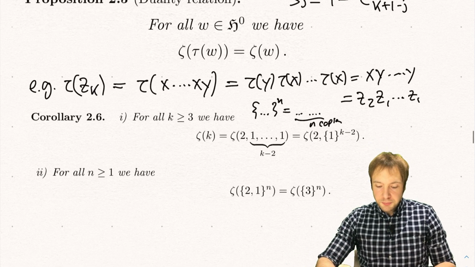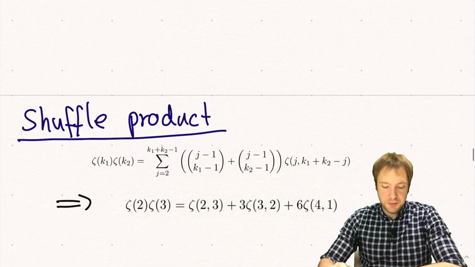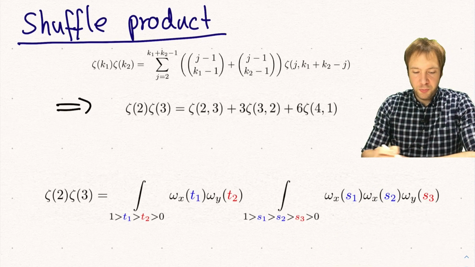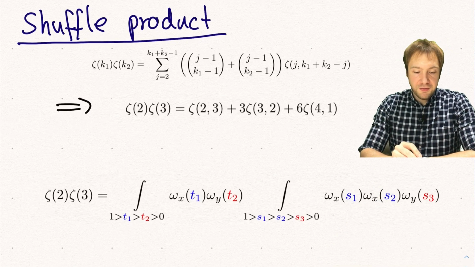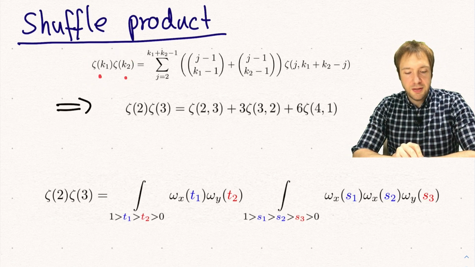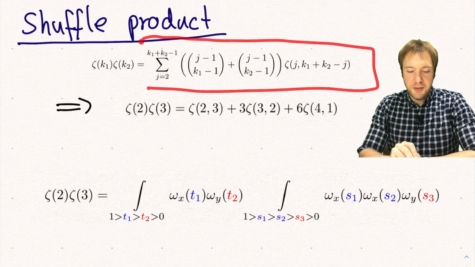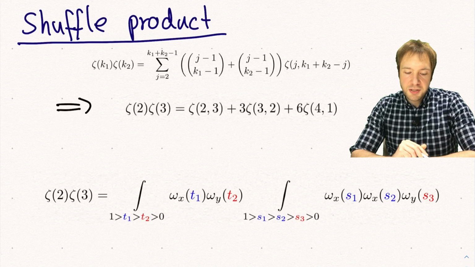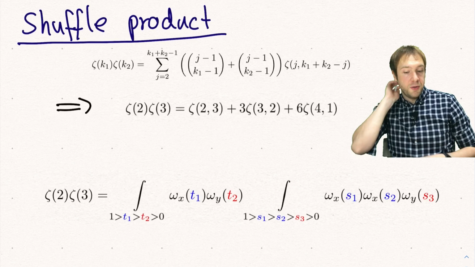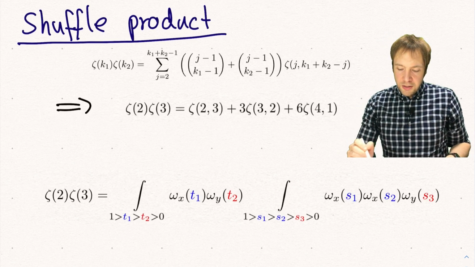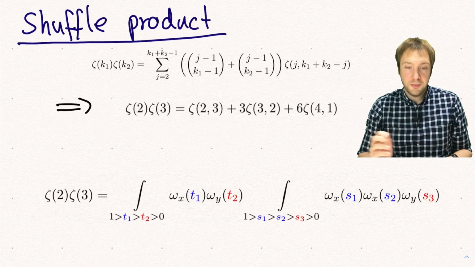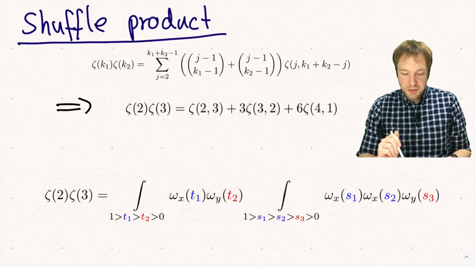So now we want to introduce the shuffle product. Well, we already did this in the smallest depth case, and there we showed that if we take the product of two Riemann zeta values, zeta(k1) and zeta(k2), we can write this as a sum like this, and the proof was using partial fraction decomposition. So, for example, zeta(2) times zeta(3) is given by this linear combination of double zeta values. And now we want to see why this expression here is a direct consequence of this iterated integral expression.